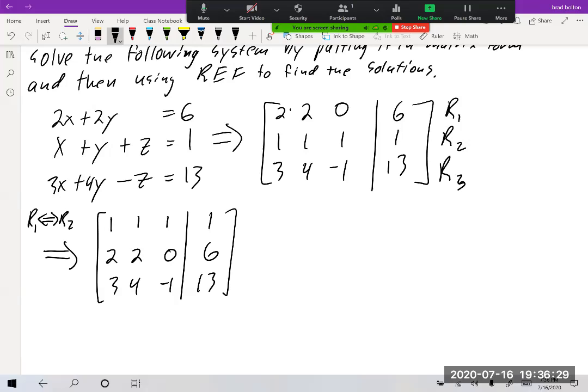Now I have a 1 in my first location, but row echelon form says that I have to have zeros below it. So this needs to become a 0 and that needs to become a 0. Okay. So what I'm going to do now is some more row operations.